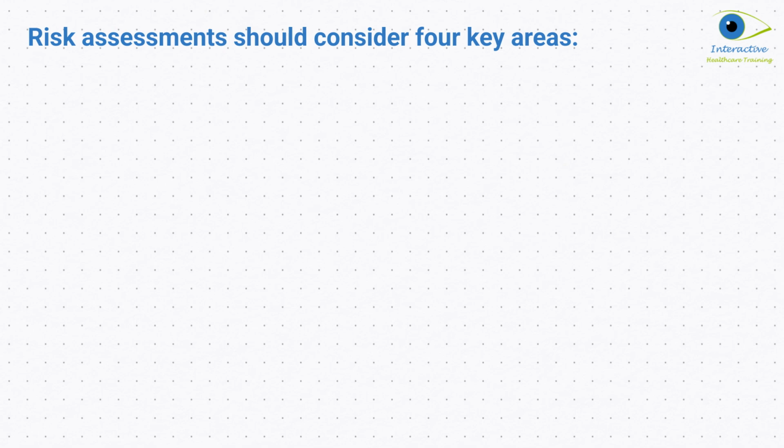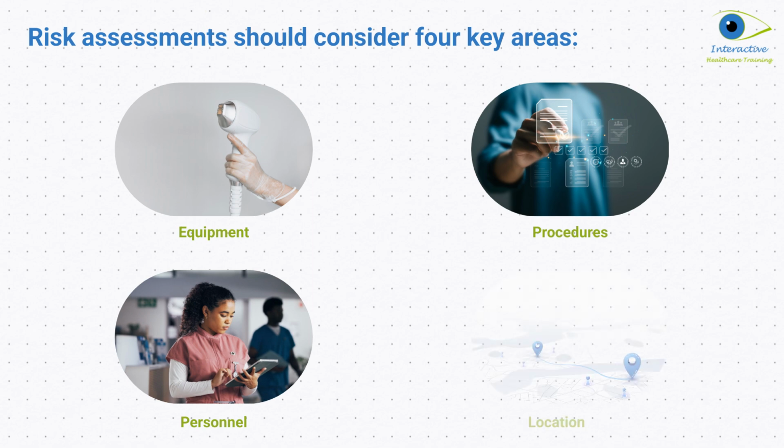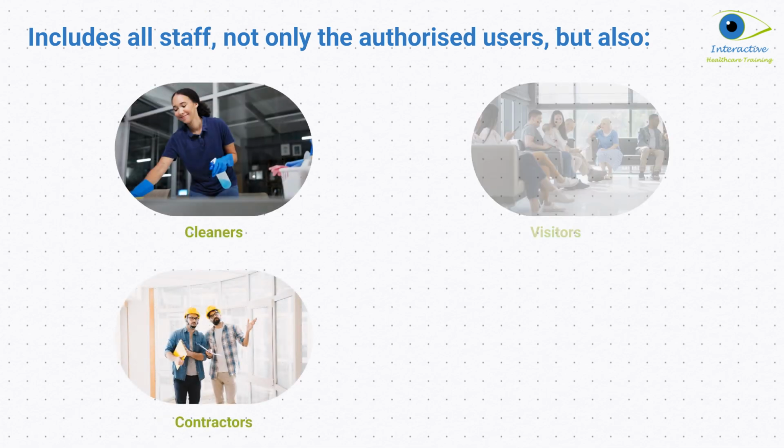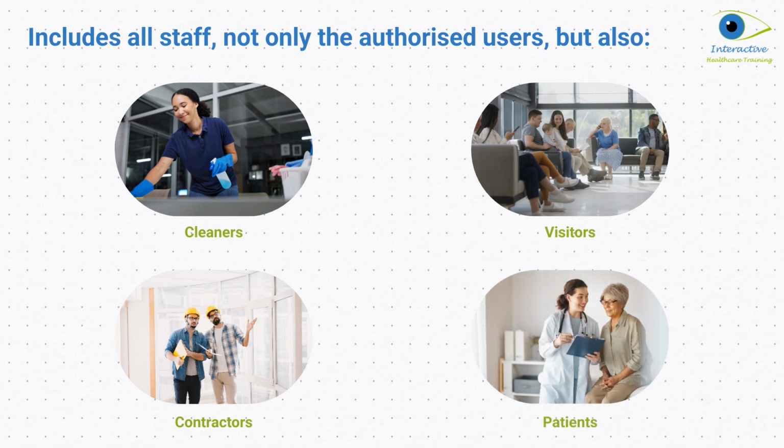Risk assessments should consider 4 key areas: equipment, personnel, procedures, and location. This includes all staff, not only the authorized users, but also cleaners, contractors, visitors, and patients, particularly vulnerable individuals.